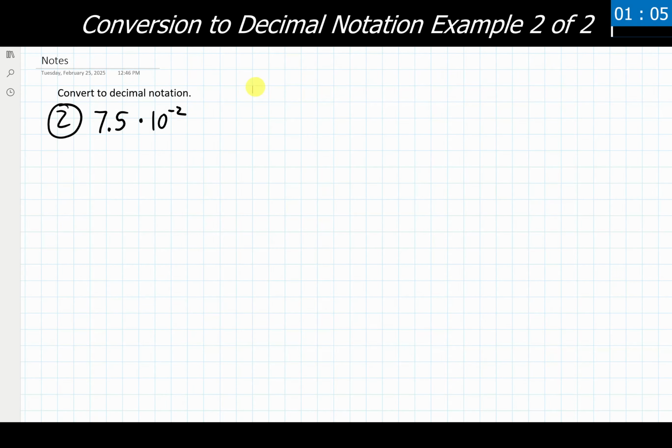For our second example of converting into decimal notation, I have 7.5 times 10 to the negative second power. I'm once again going to rewrite 7.5 right down below where I originally have my problem. I'm counting the exponent that I have, so I have 2, which means this decimal is going to either move 2 to the left or 2 to the right. I check the sign of this exponent and see that it is negative. That tells me that this decimal point is going to move 2 places to the left.